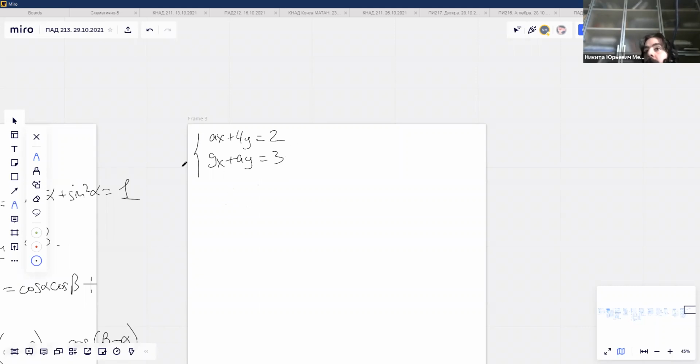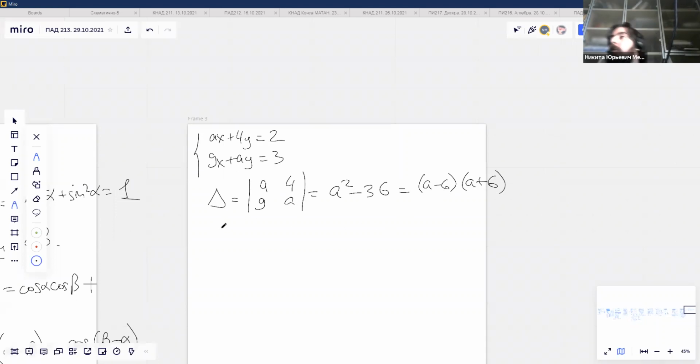And this parameter, well, kind of makes things again not very nice for using Gaussian elimination. So instead, let's use Cramer's rule. This is a squared minus 36, which is, as far as I know, a minus 6 by a plus 6. So unfortunately, this can be 0. That's life. Still, let's not become disappointed too early. And let's compute delta x and delta y.